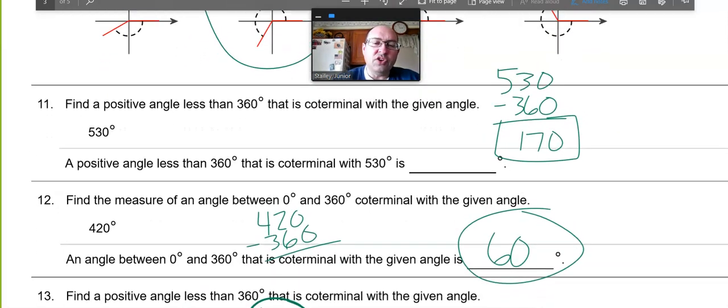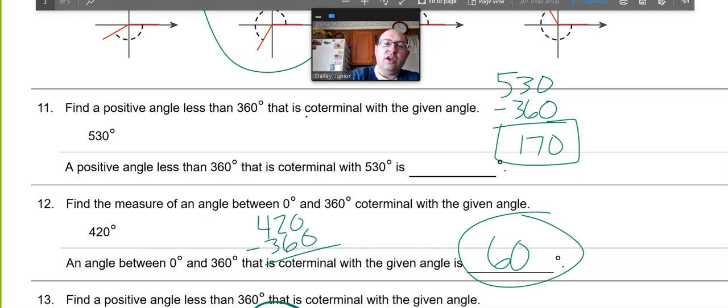Now, the term coterminal, sorry that this video is so long. The term coterminal means it stops in the same place. You know, you can keep going around a circle forever and ever, forward or backward. It doesn't matter. So, if you land in the same place on the circle, we say that those two angle measurements are coterminal, same stopping point.